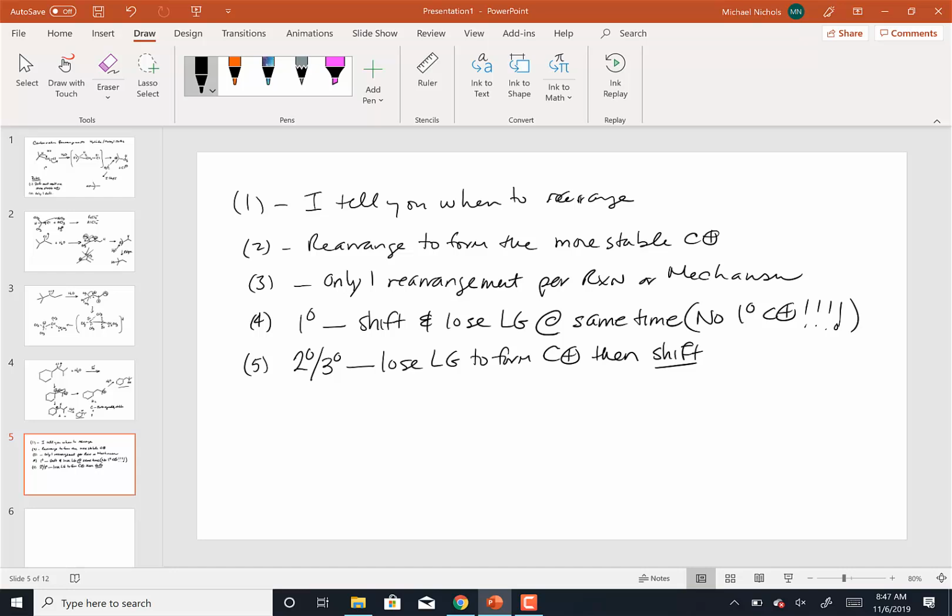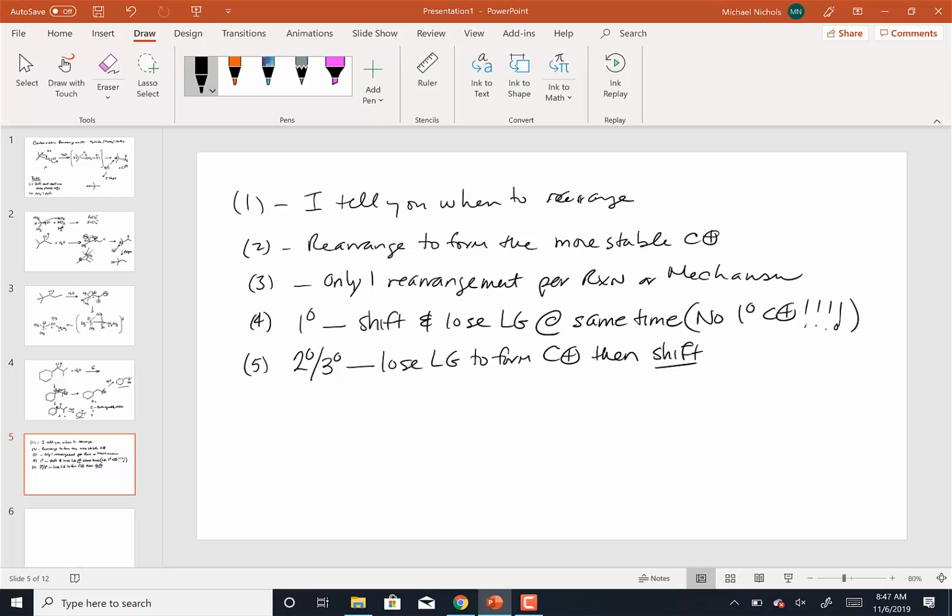And people will sometimes still shift and lose in a secondary system. It just depends on the mood I'm in. It's partially correct, but you may not get full credit. So, now that I've written it down, with a secondary or tertiary system, you're going to lose the leaving group to form the carbocation and then shift. Primaries, we can't do that. We have no choice. We've got to shift and lose. So these are kind of my rules that govern carbocation rearrangements.